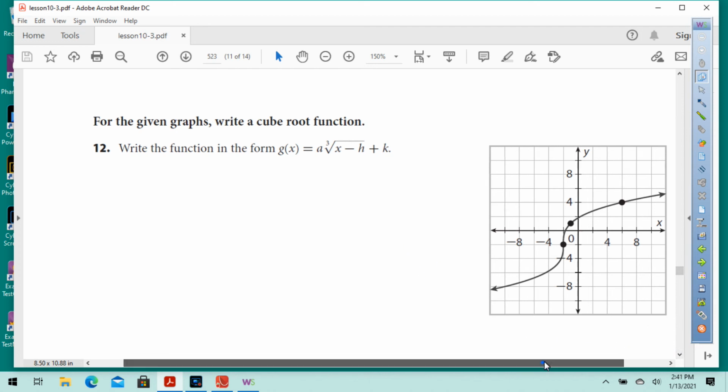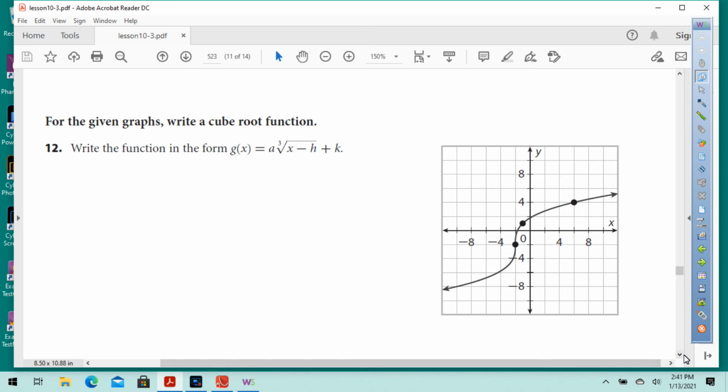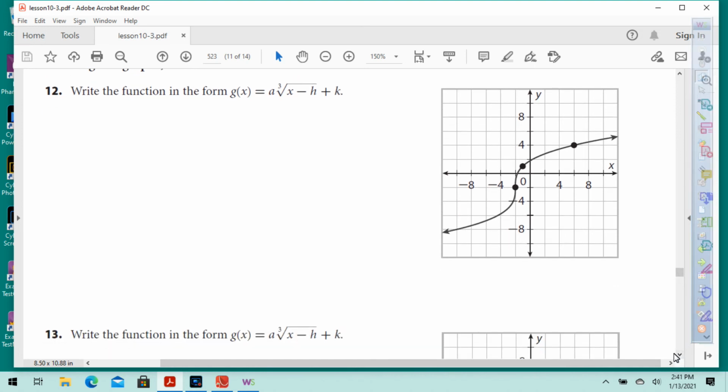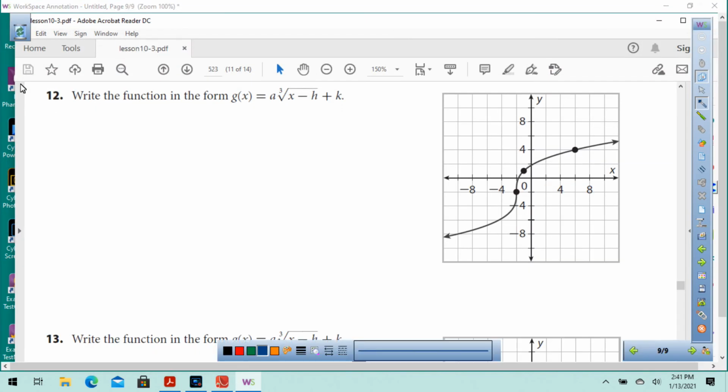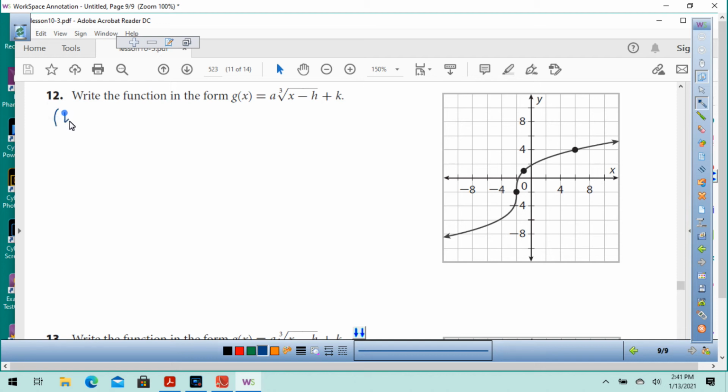Look here. Now we are given a graph, and we are to write an equation that it works for. Okay, well, let's see. What do we know? Well, the point of inflection, h, k. That is going to be right here, and that is -2, -2.